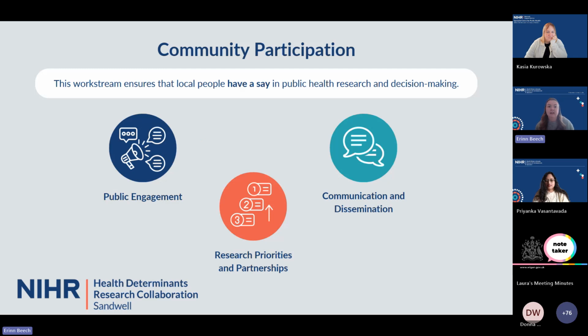This work stream aims to have local people involved in what we're doing so that they can have their say in public health research, and then lead to having their say in decision making within the council as well. We do this in 3 different ways: public engagement, which is where the strategy fits, research priorities and partnerships, and communication and dissemination.